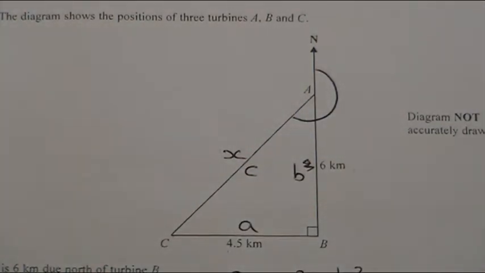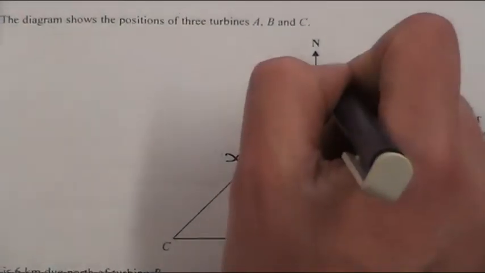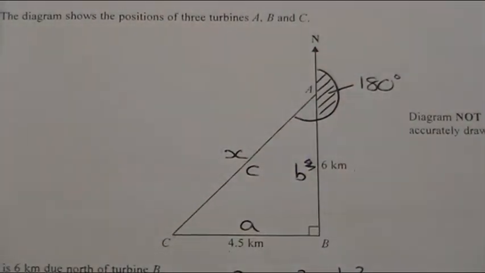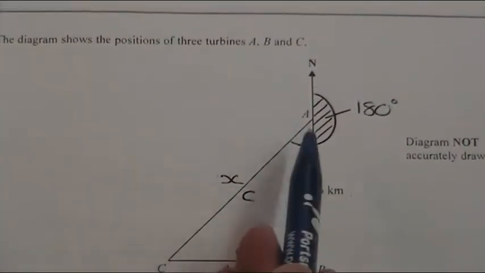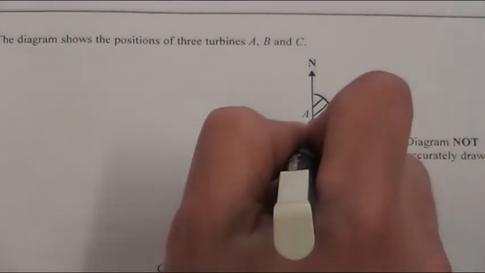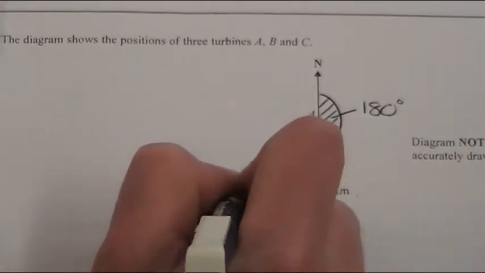Now, this is a straight line. It's a north line. So I know this bit here, I don't have to do any working out. I know that is 180. The only thing I need to work out is this little bit here. So, I'm going to call that an X. Just going to cross this one out for now.